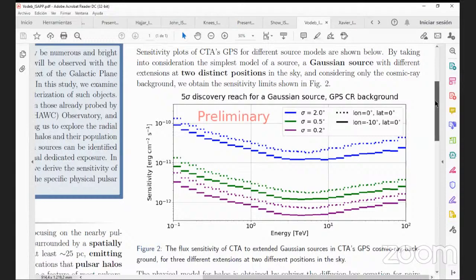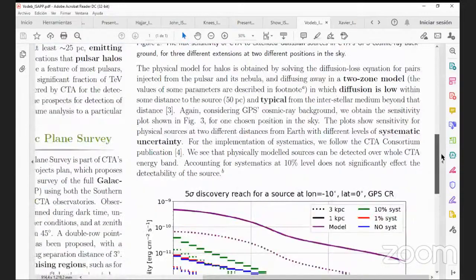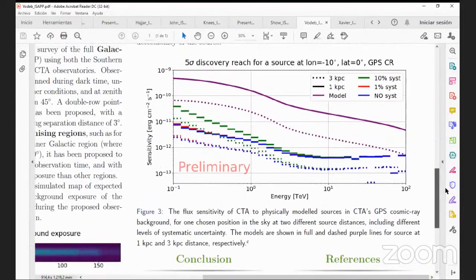Moving on to figure 3. In the next step, we used a physical model for TeV halos. These models are obtained by solving the diffusion loss equation for pairs injected from the pulsar and its nebula, and then diffusing away in a 2-zone model in which diffusion is slow within some distance to the source, in our case 50 parsecs, and typical for the interstellar medium beyond that distance.